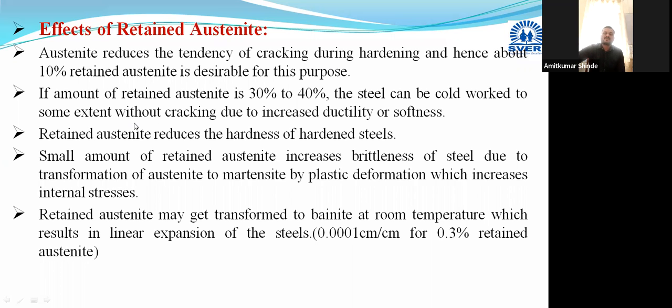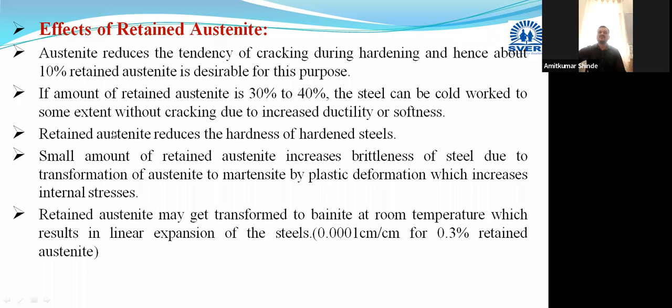Then another advantage of this retained austenite is that if the amount of retained austenite is 30 to 40%, we can do some cold working operations on that component without any cracking. Okay, due to the increase in ductility or softness due to the presence of that austenite, we can do the different cold working operations on it.